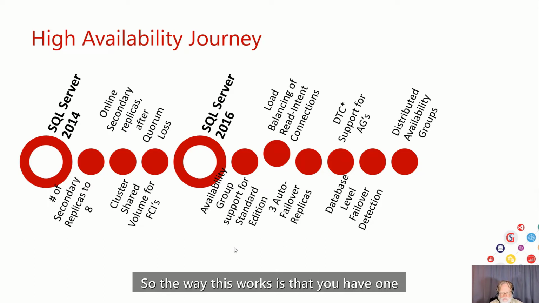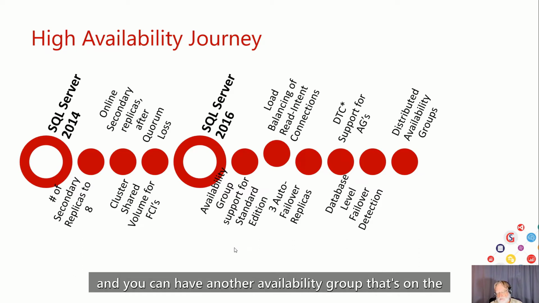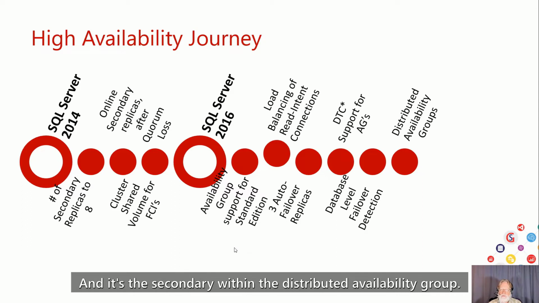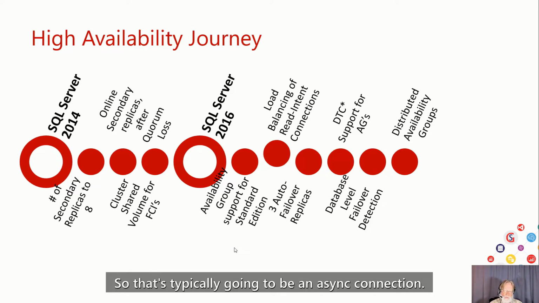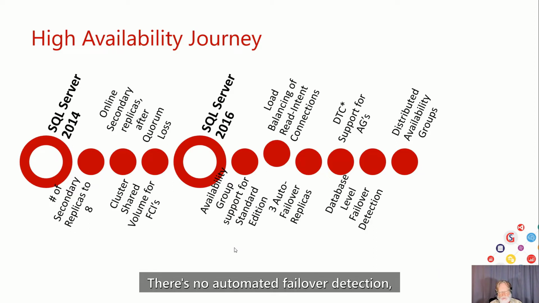So the way this works is that you have one primary site and its availability group that behaves just like a regular availability group does. And you can have another availability group that's on the other side of the continent or on another continent. And it's the secondary within the distributed availability group. So that's typically going to be an async connection. There's no automated failover detection. It's not an HA solution. It is somewhat DR. It's more read scale.